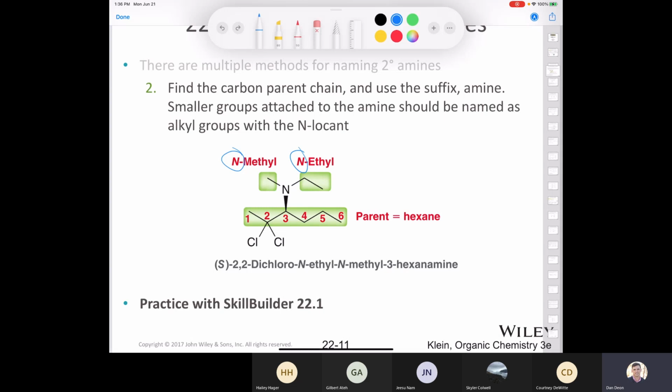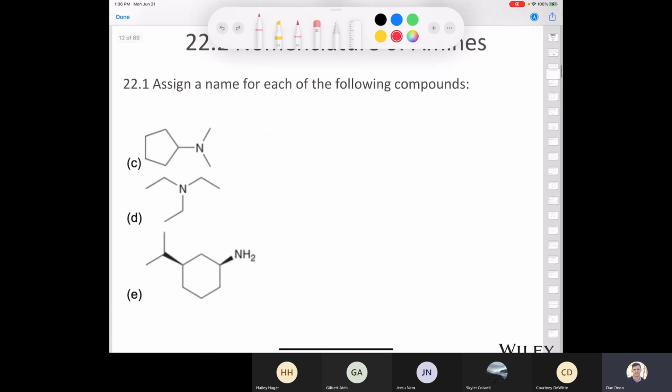So we list the substituents in alphabetical order. So the chloro comes first, ethyl comes second, and methyl comes last. N is like a prefix, okay? You don't alphabetize according to the N, all right? You just treat that as if it's a prefix. So with that in mind, let's take a look at the nomenclature of a few amines.